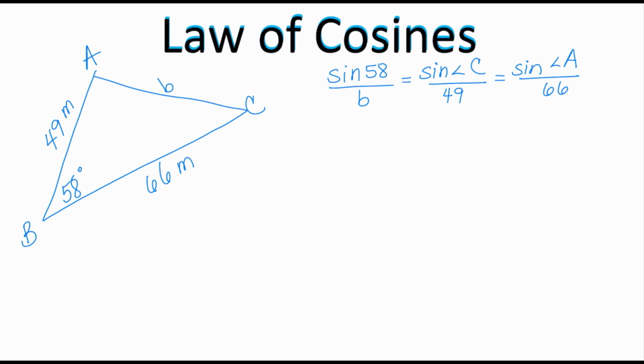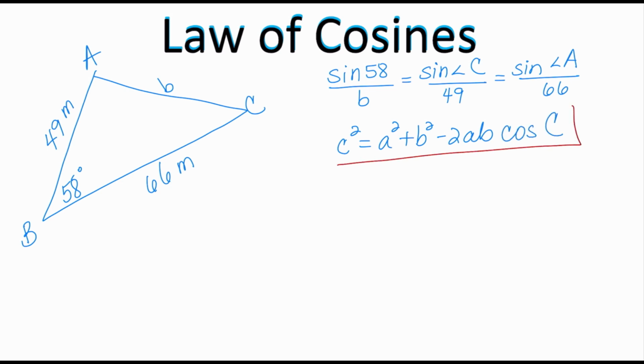The law of cosines works as follows. C squared is equal to A squared plus B squared minus 2AB times the cosine of angle C. Now, this is a very generic way of writing the formula for the law of cosines. I want you to understand that we're not quote unquote married to these letters. They're just shortcuts to help you understand the order in which the formula works.